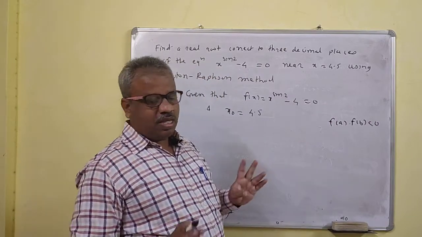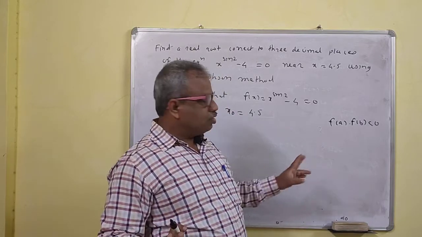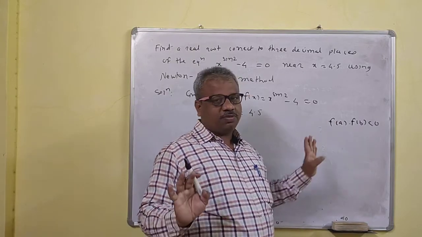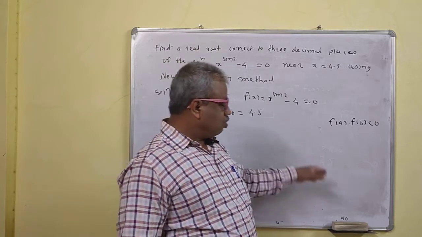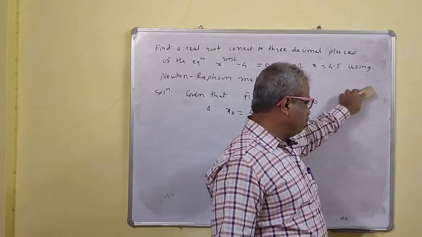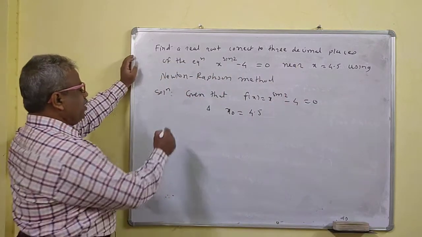Once we get a and b, we are not using this a and b anywhere. We take any value that lies between a and b, and that will be your initial root, and then you can start. So you can reach your desired root.